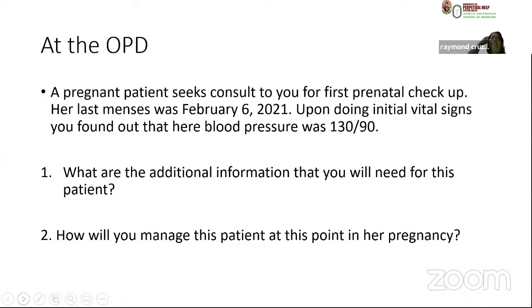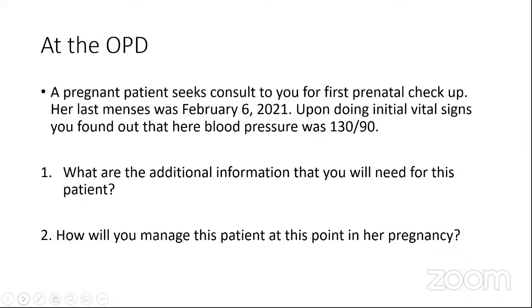At the outpatient, a pregnant patient seeks consult with you for her first prenatal checkup. Her last menses was February 6, 2021. Upon doing initial vital signs, you found out that her blood pressure was 130/90. So what additional information will you need for this patient? What do you need to establish? And how will you manage this patient at this point in her pregnancy? Anyone may start.